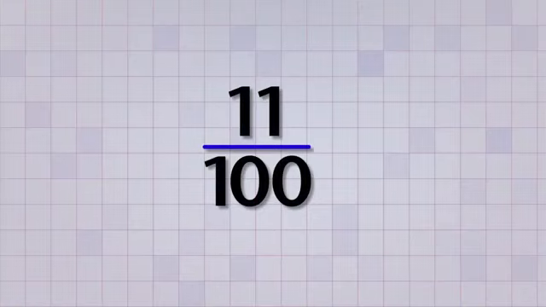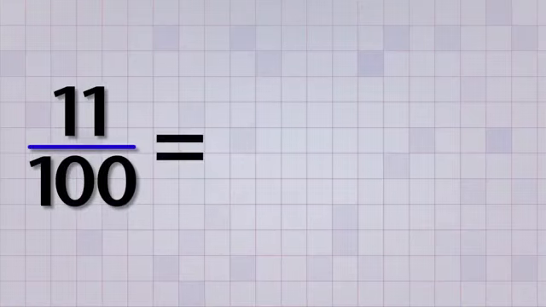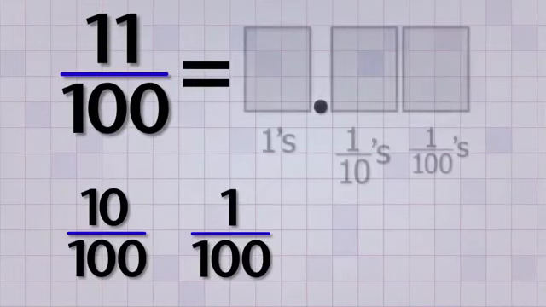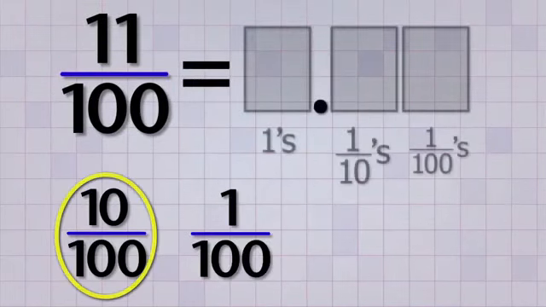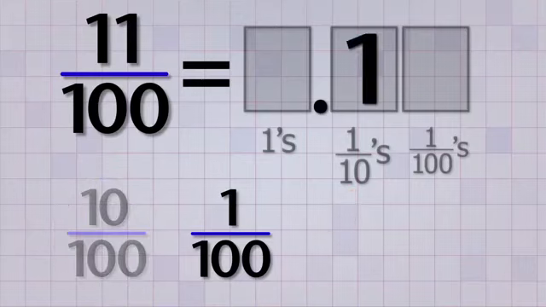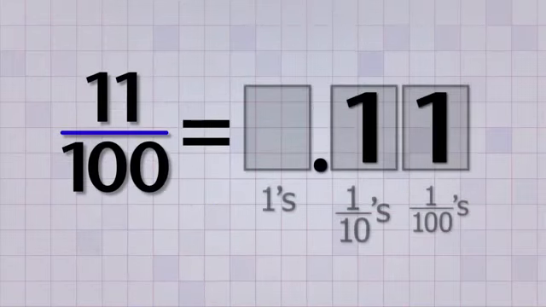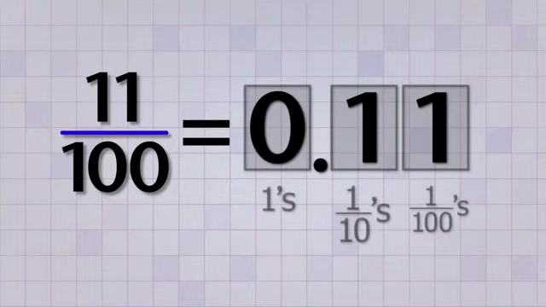Now the next fraction after 10 over 100 is 11 over 100. Now if you think about it, you'll see that 11 hundredths is really just a combination of 10 hundredths and 1 hundredth. Knowing that will help us write it as a decimal. Because a group of 10 hundredths is equal to 1/10, we put a 1 in the tenths place. And we still have that 1 hundredth left over, so we put a 1 in the hundredths place. There, 11 over 100 is just 0.11 as a decimal.